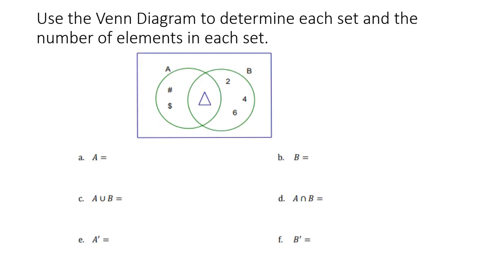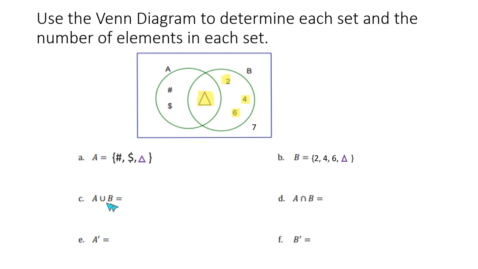Okay, so let's practice with these Venn diagrams. Here they give us a Venn diagram and we want to identify what these sets are. A is equal to everything that we see in the circle A, and that's going to be the pound sign, the money sign, and the triangle. Then let's look at B. What is everything in B? Everything in B is going to be the numbers 2, 4, 6, and the triangle.